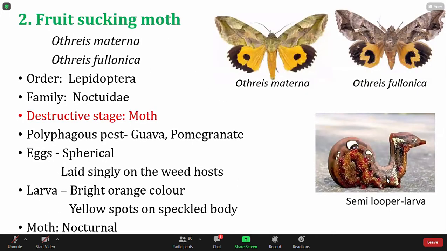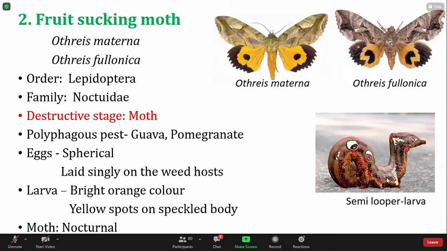The second pest is fruit sucking moth. This is Othreis materna and Othreis fullonia. How can you differentiate? Any idea? Based on the hind wing spot. The hind wing spot is kidney shape and round shape, miss.